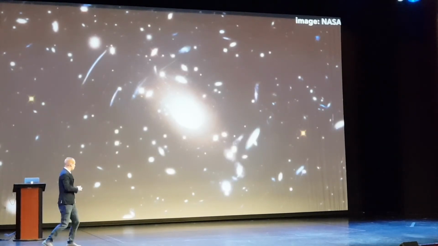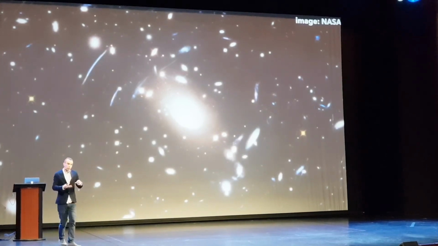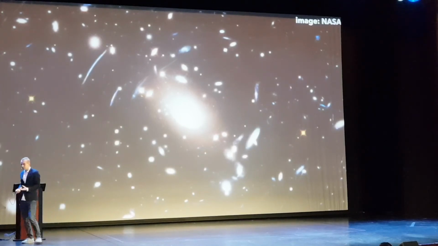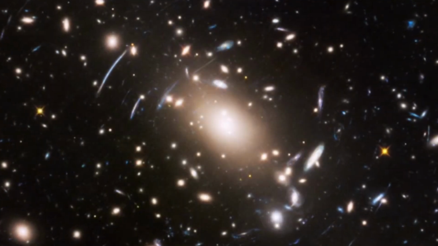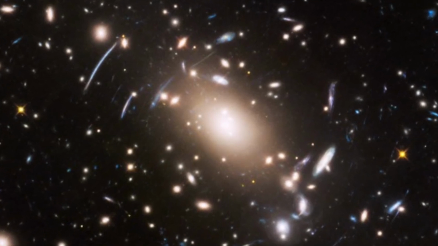So if we look at this image, we can see just by eye that it looks like there must be a really big cluster of matter here, which is distorting those background images. So this is one of the ways that we can tell there must be some invisible matter sitting there that we can't see directly.